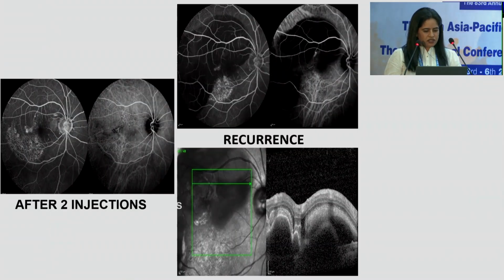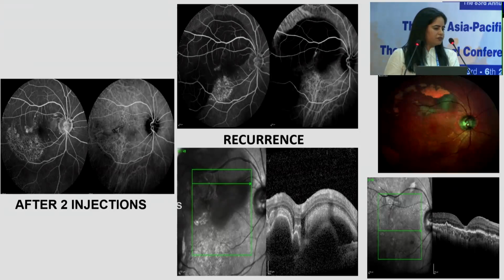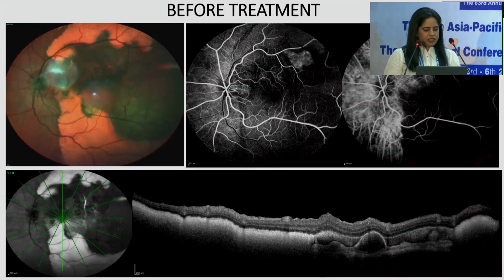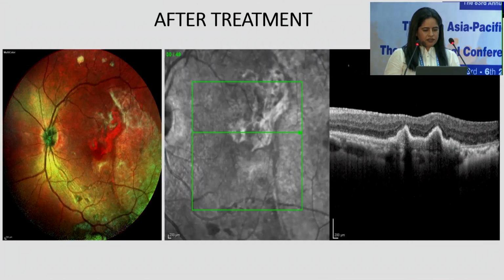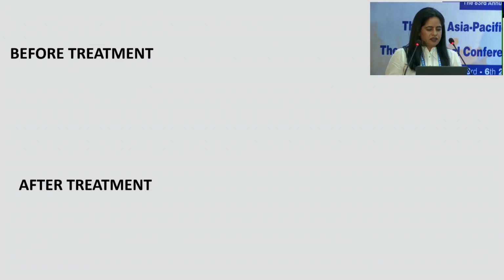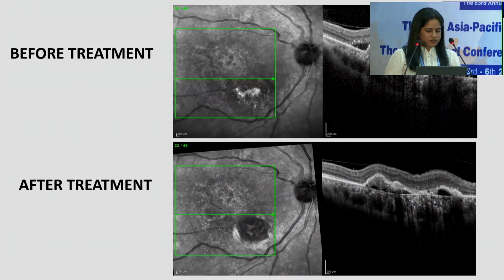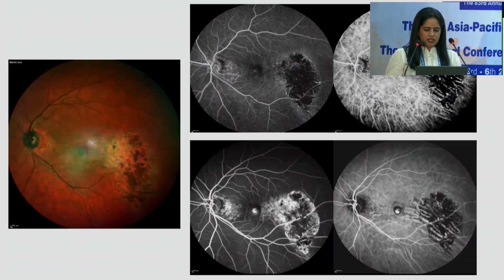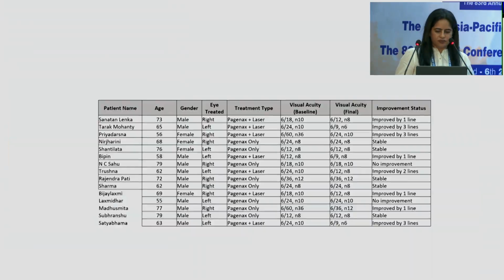After 2 injections, this patient presented after a year with recurrence, with hemorrhagic PCV. Then we did the focal laser and the polyps are ablated. This is before treatment and here is after treatment. Before treatment and after treatment OCT of another patient. This was a patient who presented with just subfoveal leakage of polyp, so we only advised observation. Thank you.